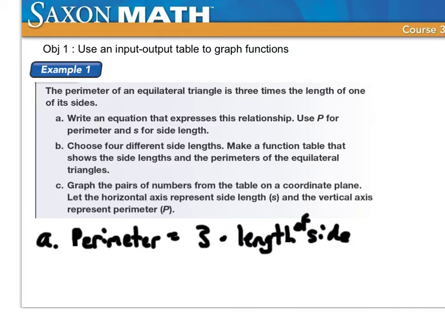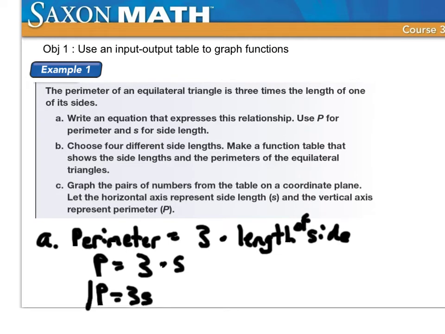Okay, we can say the length of a side. So now I'm going to use the variables they gave us to represent these. Instead of using the word perimeter, I'm going to just use the letter P. Well, I still have the number 3 times the length of a side, and for side length they told me to use the letter S. So perimeter equals 3 times S, or we could just write it like this.